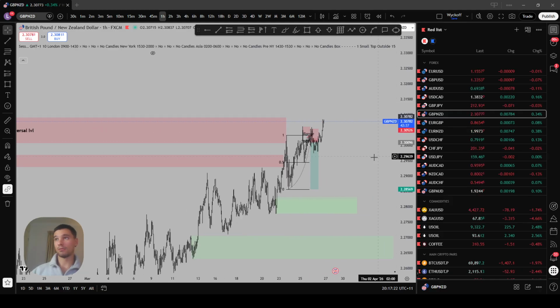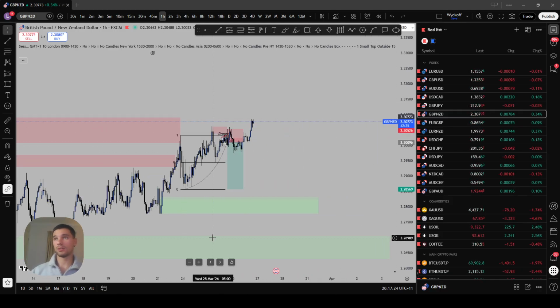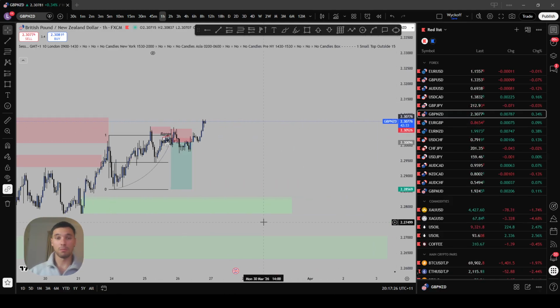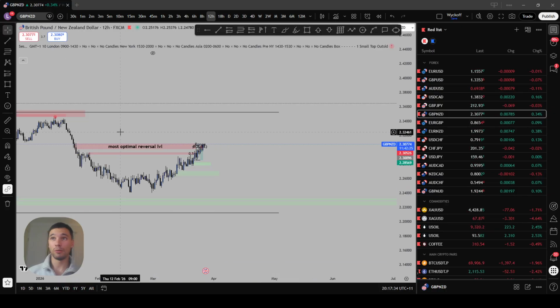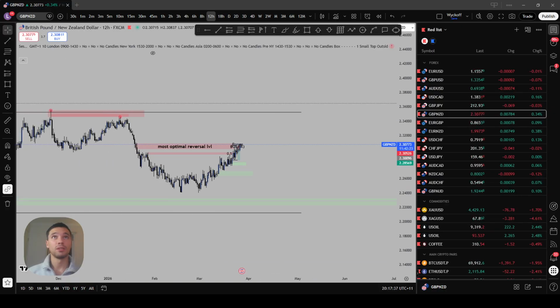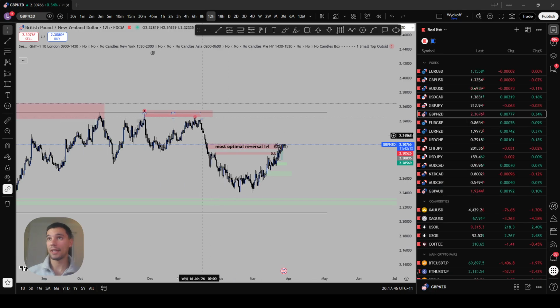We've really ripped through this most optimal reversal level, if you want to call it that, and we're only looking to go higher. The fact that we're closing so deeply into this most optimal reversal level, price is showing me that we're looking to go higher and take out some more liquidity above us.